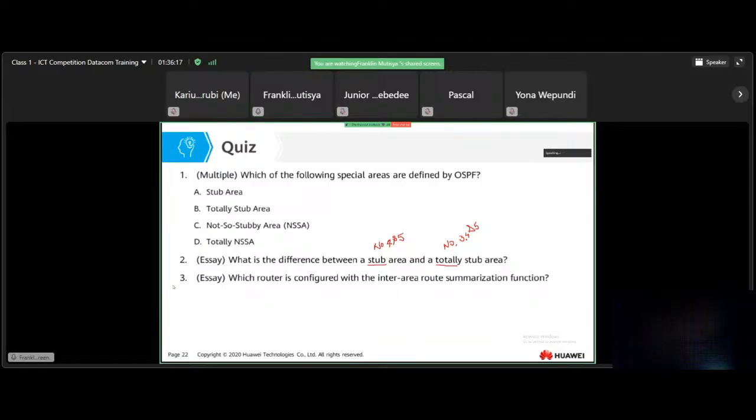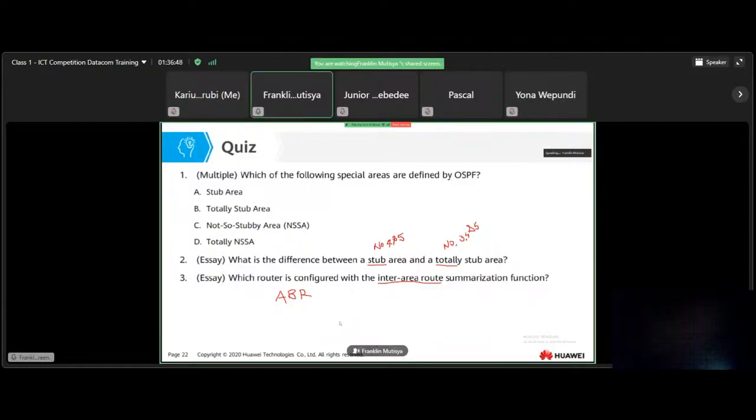Let's look at question 3. Which router is configured with the inter-area route summarization function? Inter-area means different areas within the same OSPF domain. So in that case, which router? ABR. Yeah, ABR. Thank you, Maria. It's an ABR. It performs the inter-area route summarization.